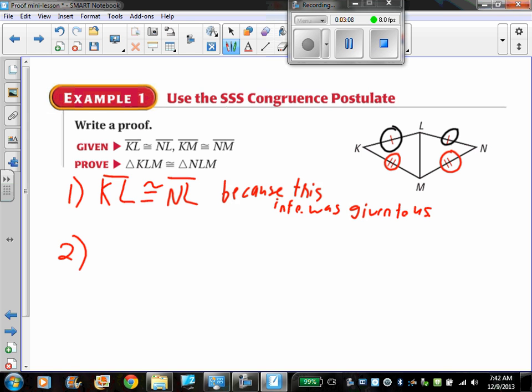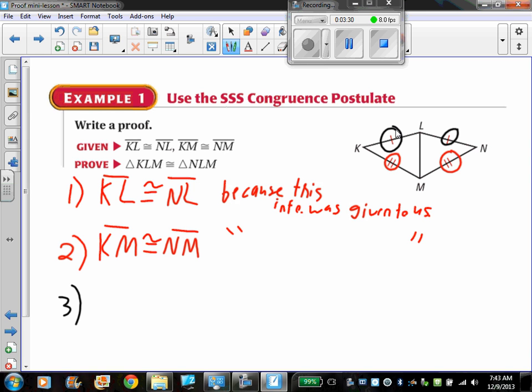Two, you can probably guess what the second step is going to be. It's basically going to be the same thing as the first step. KM is congruent to NM. Why? Because this information was given to us. Same reason. Now the last side is going to be a little bit different.